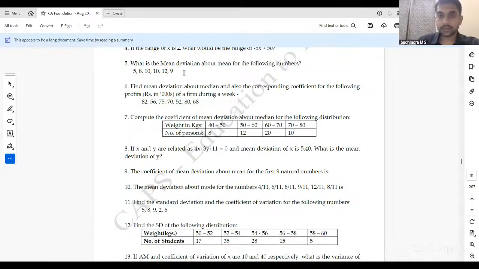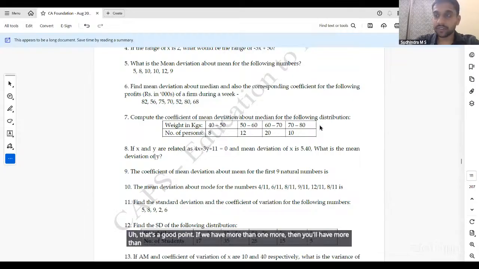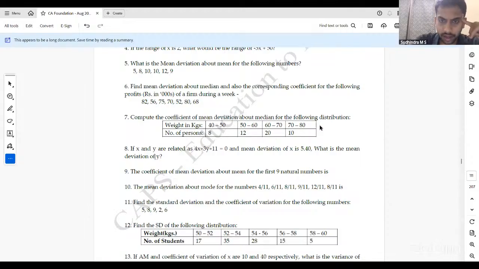Sir, I had a doubt. Sir, if there is more than one mode, then how to find out, sir? That's a good point. If you have more than one mode, then you will have more than one mean deviation also. For each of such mode, you have to calculate mean deviation. Okay, sir.